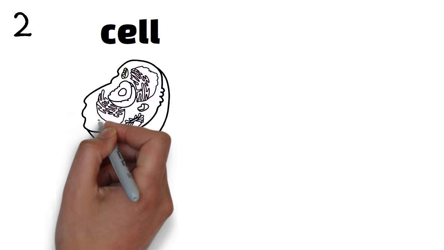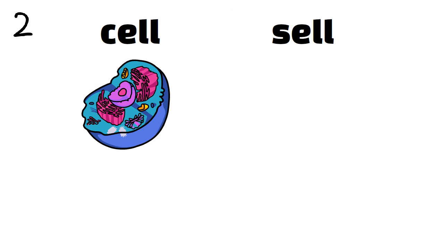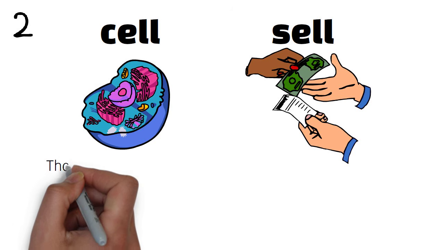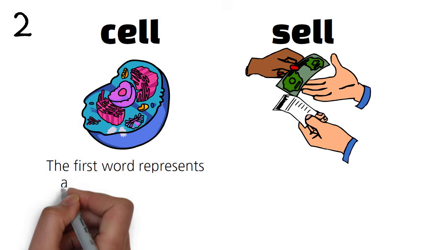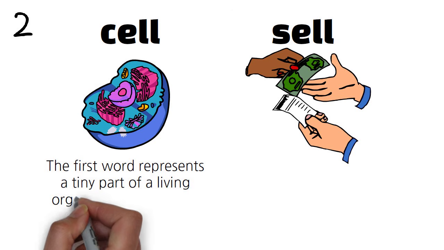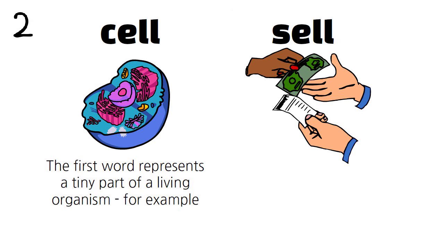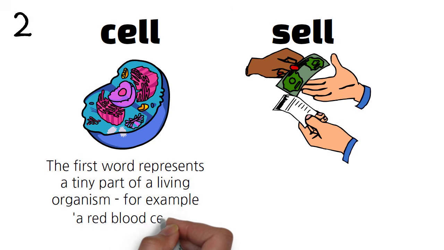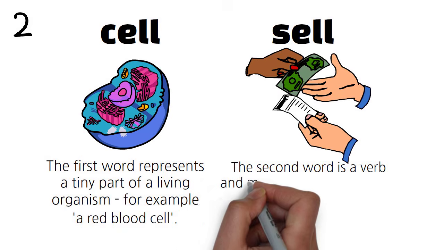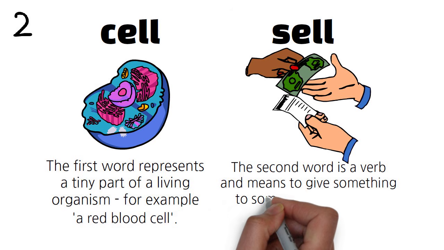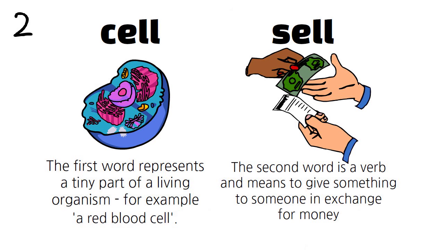Number 2, cell and sell. The first word represents a tiny part of a living organism. For example, a red blood cell. The second word is a verb and means to give something to someone in exchange for money. To sell something.